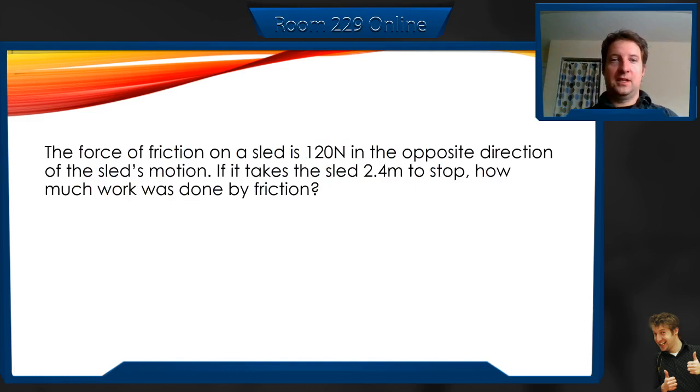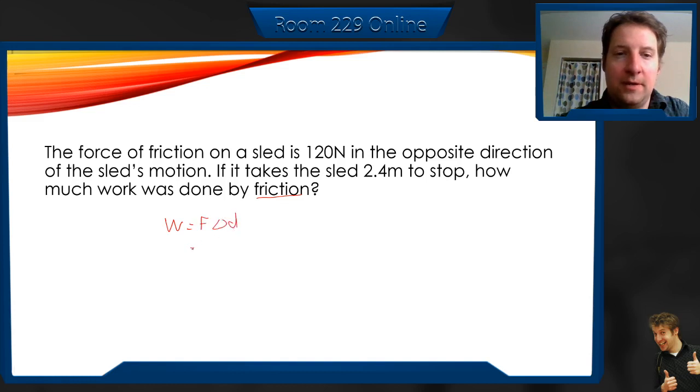All right. How about this? A force of friction on a sled is 120 newtons in the opposite direction of the sled's motion. So the sled is sliding. You stop pushing it. The force of friction takes over and it stops in 2.4 meters. How much work is done by friction? So in this case, the work is done by friction to slow it down. Now we've got to be a little bit careful. The work is equal to, again, force times delta D.